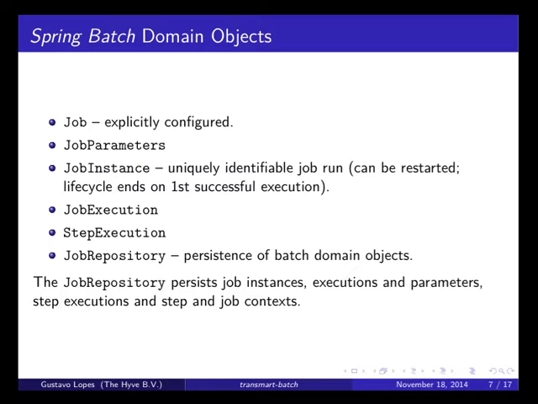For each step, there's a separate context, which is just a map of string and an arbitrary object. So there is one for each step, and there is one for the job itself that is global to the job.